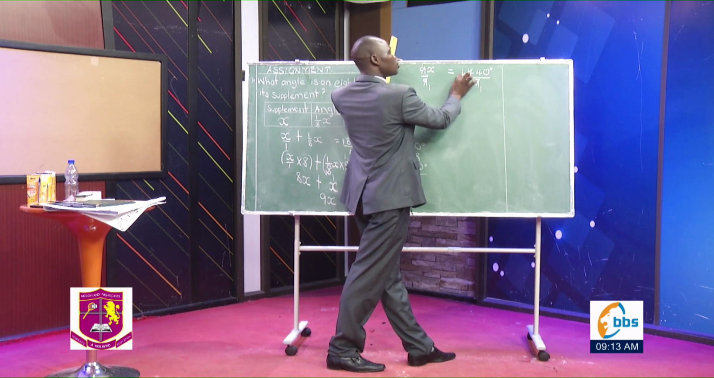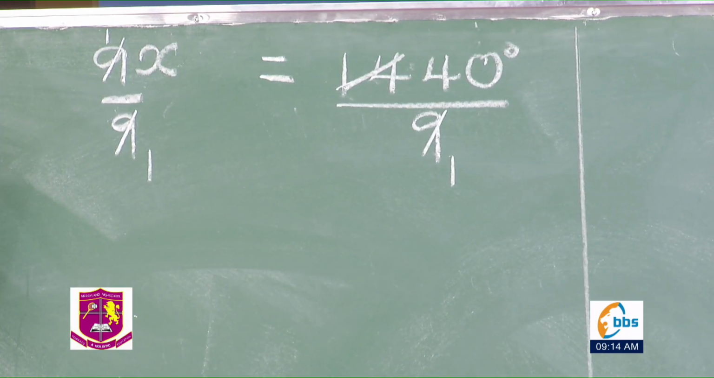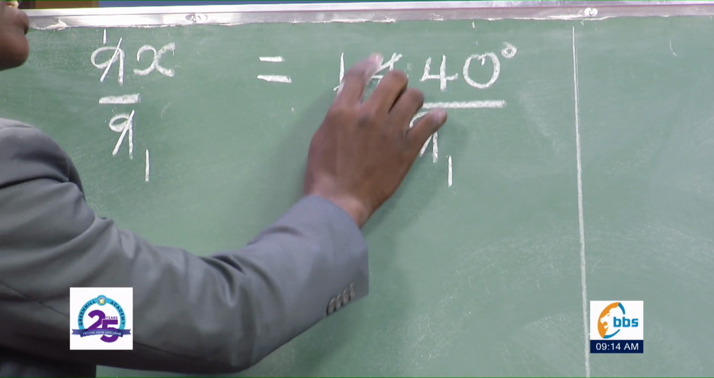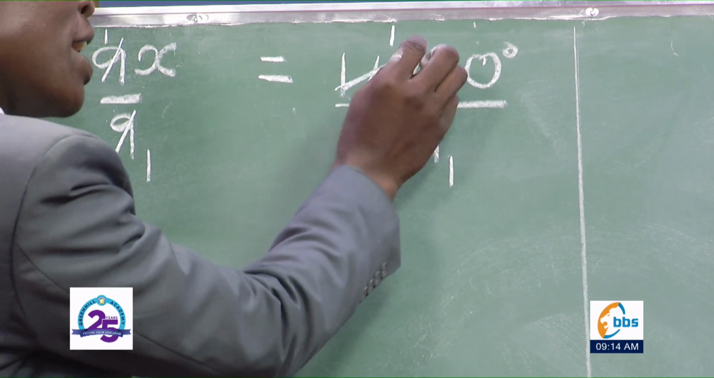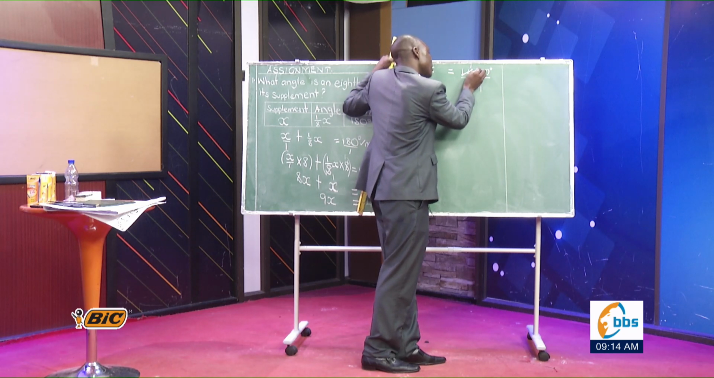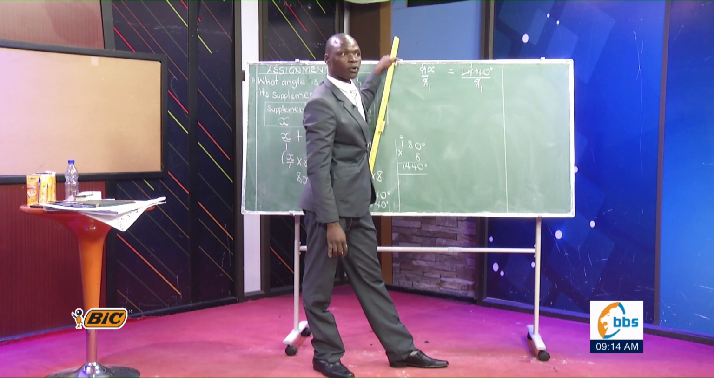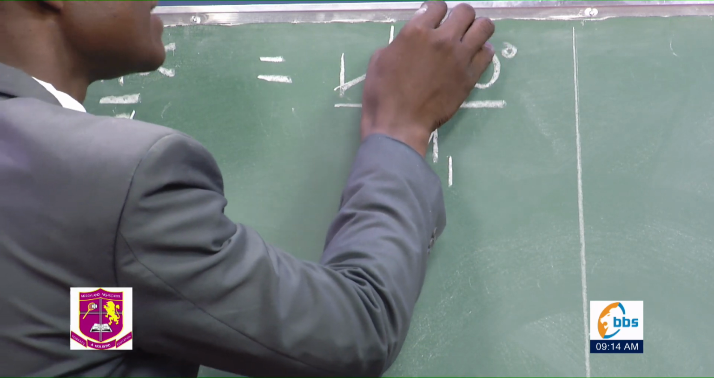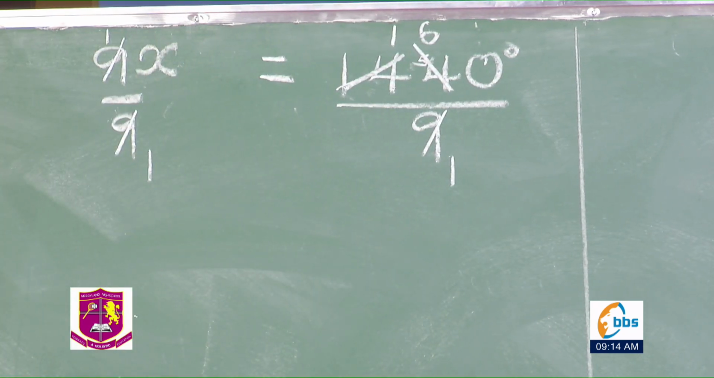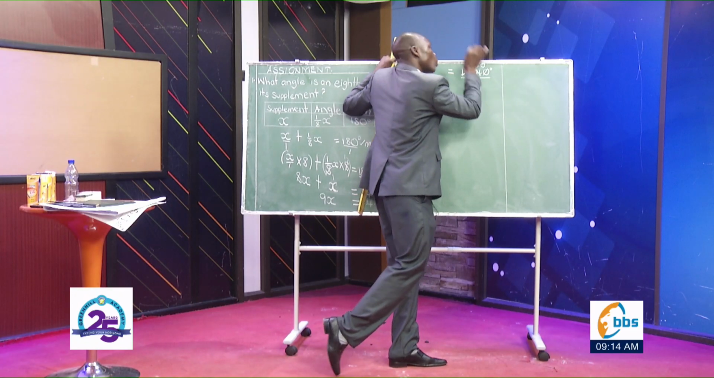9 goes into 14. How many times? You will find that 9 goes into 14 once, and you remain with 5. That 5 which is left is carried forward to the next digit, and this number becomes 54. When you divide 54 by 9, you get 6. Then 0 divided by 9 gives 0.